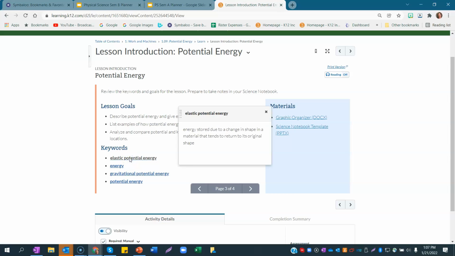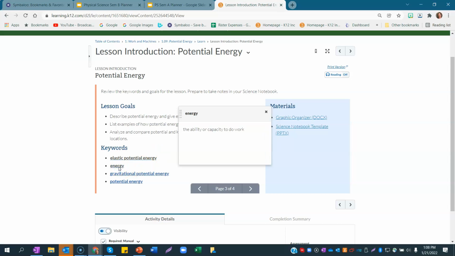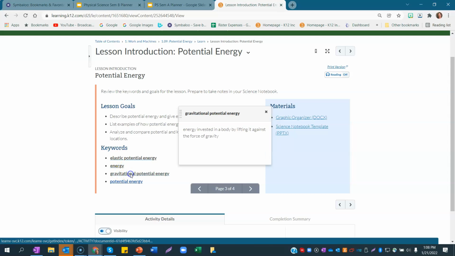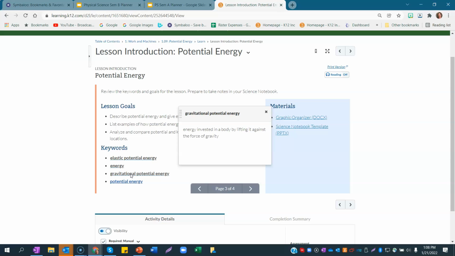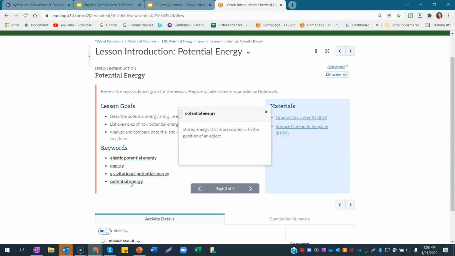Elastic potential energy is energy stored due to a change in shape, a material that tends to stretch and return to its original shape. You've had energy before, it's the ability or capacity to do work. Gravitational potential energy is energy invested in a body by lifting it against the force of gravity. And potential energy is stored energy that is associated with the position of the object. So the main thing you need to remember here is where the object is has a huge impact on it being potential energy or not, or having high potential energy or low potential energy.